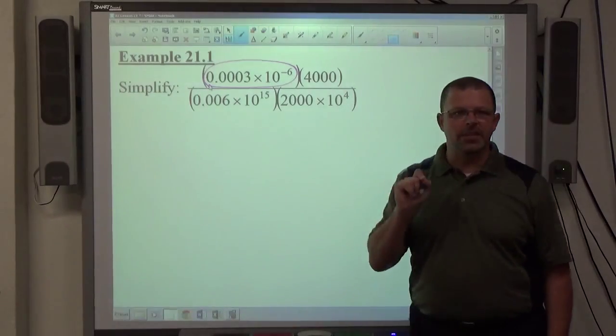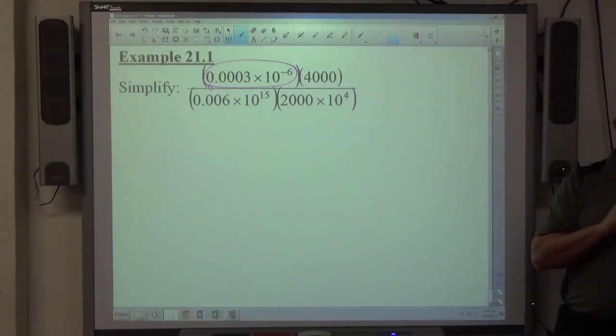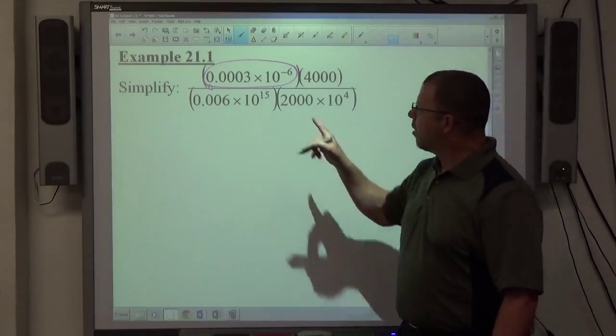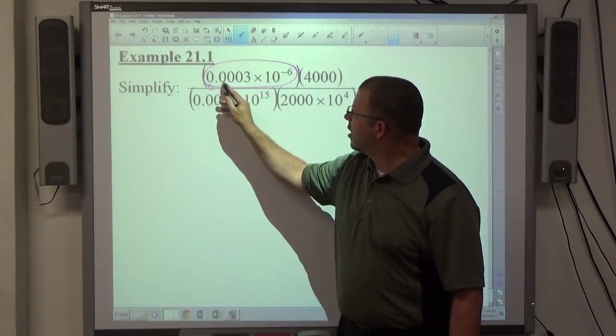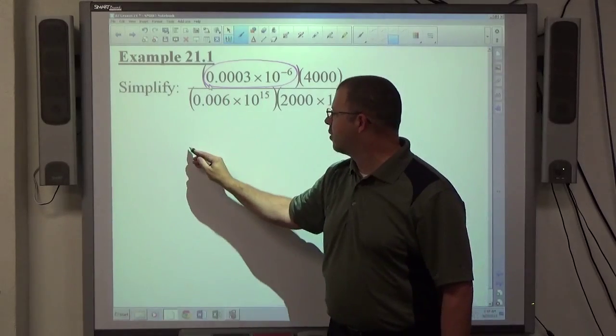So, 0.0003 is too small, it's less than 1. We always want the number here, the abscissa, to be between 1 and 10. So I'm going to move the decimal point 1, 2, 3, 4 spaces to the right to make 3.